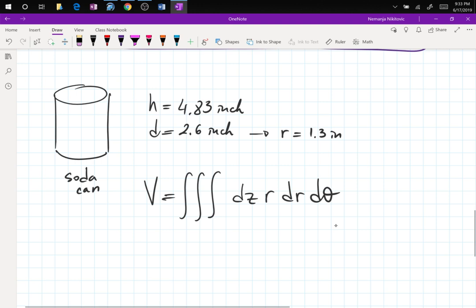And now I just need to look at the soda can. The soda can is sitting on a desk with z having a 0 on the bottom and 4.83, the height of the can, which is the plane on top. So plane on the bottom is 0, plane on the top is 4.83. We're done there. Radius is 0 to 1.3 because it's the full object. And finally, I want the entire can, so theta has to go from 0 to 2 pi because it has to go through the entire object. Because if you cut the can in half vertically, you are going to have 0 to pi because you only have half.